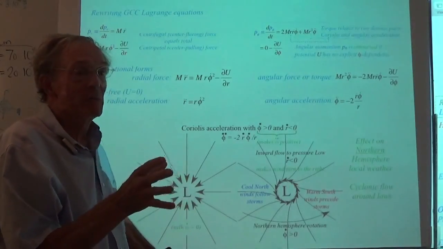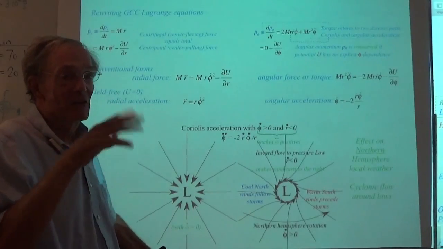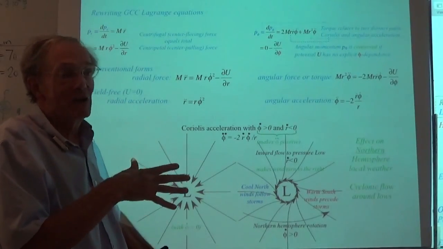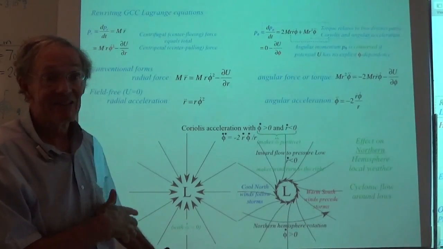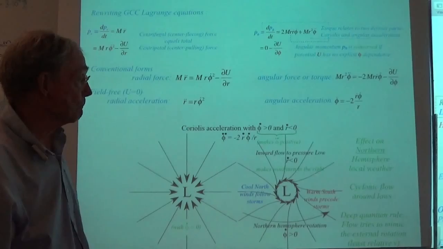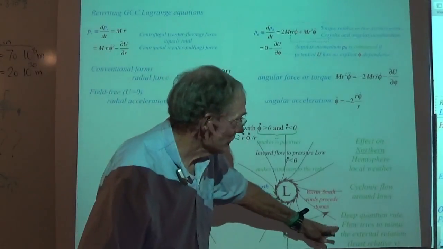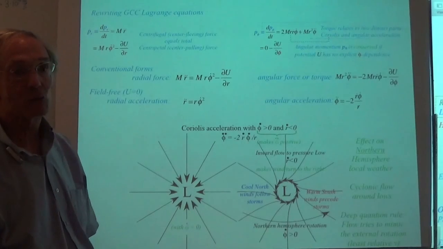Now you'll see the same thing in other countries. Europe, India, if you're above the equator, this applies. If you're down below, it's the opposite. Well, as I say, deep quantum rule: flow tries to mimic the external rotation. Least relative velocity, that's what really counts.